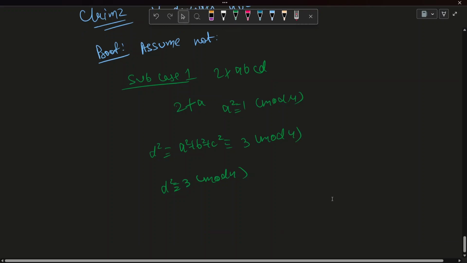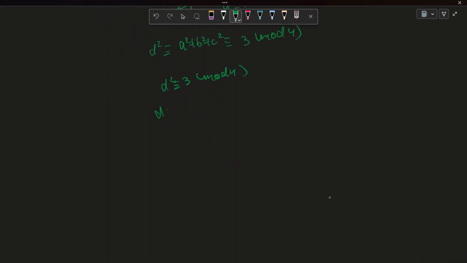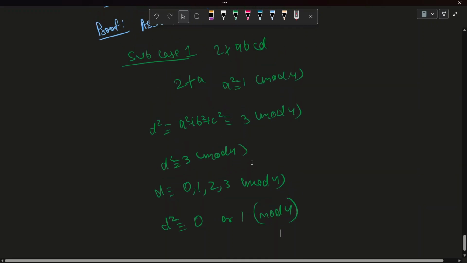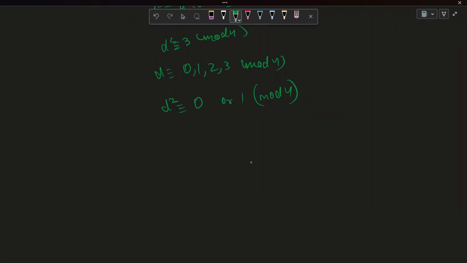How can we check this very quickly? d can be congruent to 0, 1, 2 or 3 mod 4, and in those cases d square is congruent to either 0 or 1 mod 4. You can easily check this. So 3 mod 4 doesn't even exist as a square mod 4. This was our subcase 1, so this is not possible. d square congruent to 3 mod 4 is not possible.